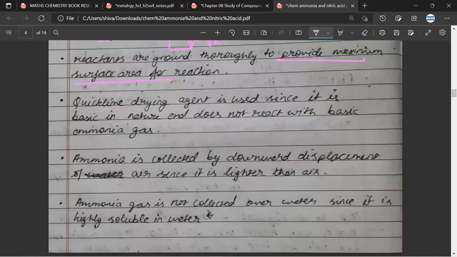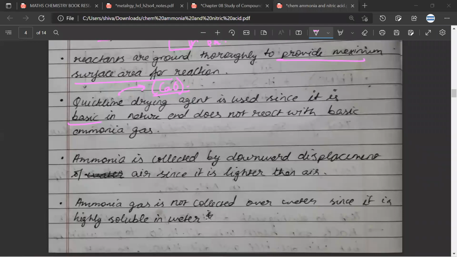Quicklime is the drying agent; its chemical formula is CaO, calcium oxide. It is used since it is basic in nature and does not react with basic ammonia gas. Unlike the other drying agents such as H2SO4, P2O5 and fused CaCl2, all of which are acidic, they are acids or salts which react with ammonia, and you do not want that to happen. You want a non-reactive drying agent which does not interfere in the reaction.